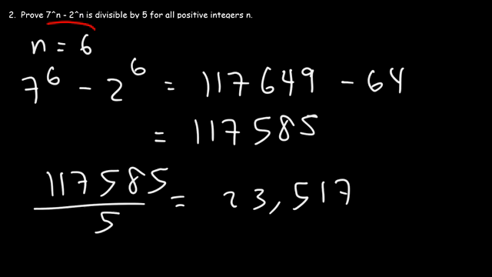So regardless of what number you choose to plug in for n, it's going to be divisible by 5. And you could test it out if you want to. But that's basically it for this problem. So now let's move on to the next one.